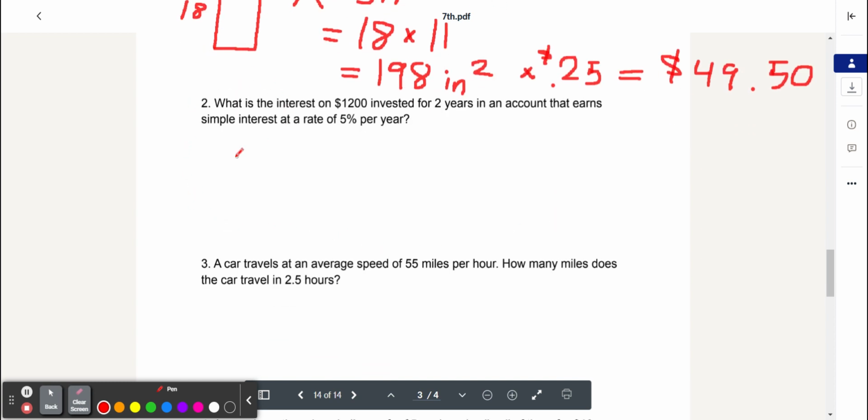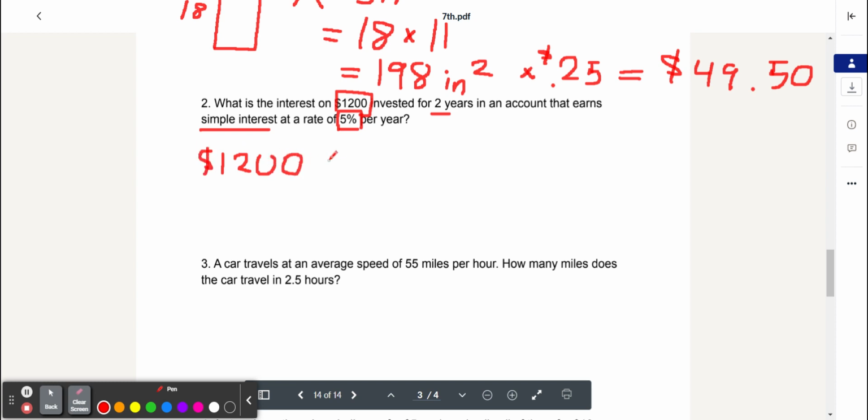Let's look at number 2. What is the interest on $1,200 invested for 2 years in an account that earns simple interest at a rate of 5% per year? Simple interest is like the name says, it's pretty simple. All we need to do is find how much money it is, and there's no compounding or anything complex like that. So we simply multiply 5% by $1,200 2 times and add them together. So 5% per year, correct?